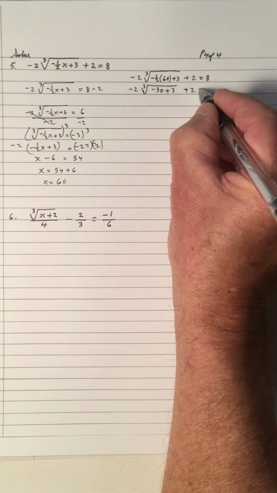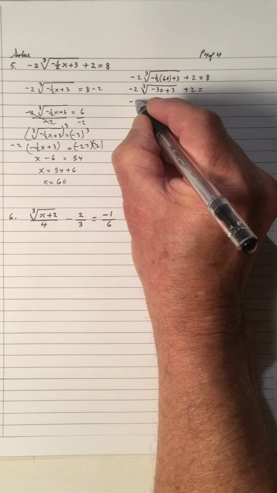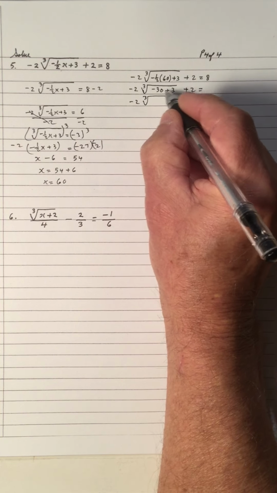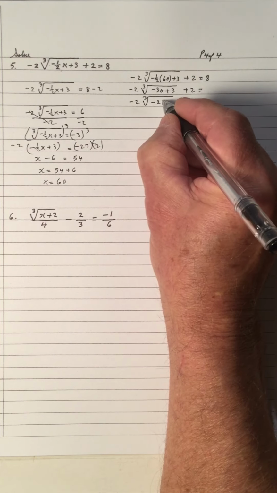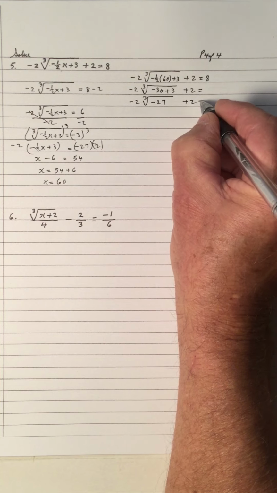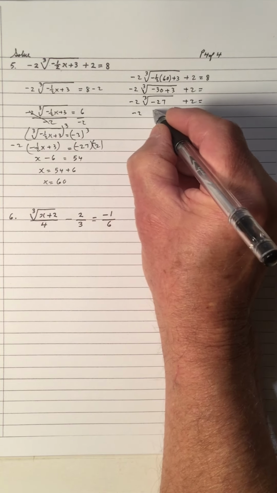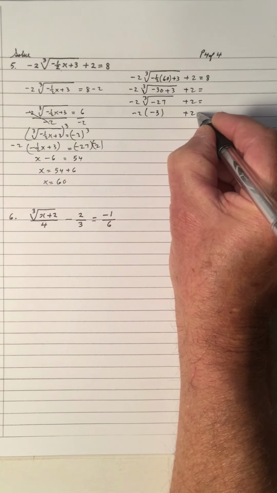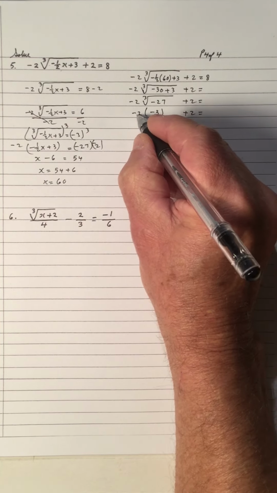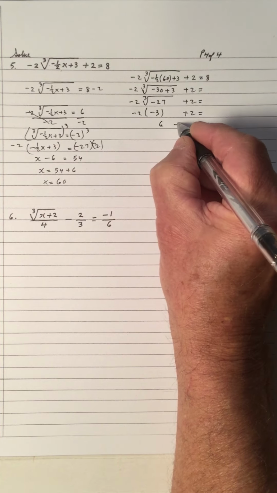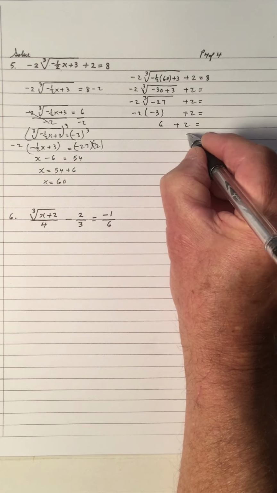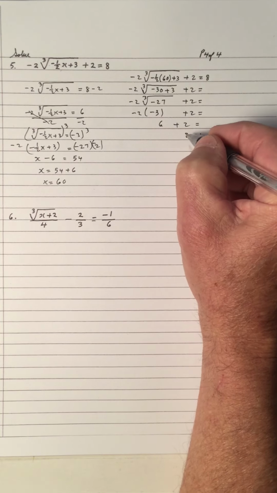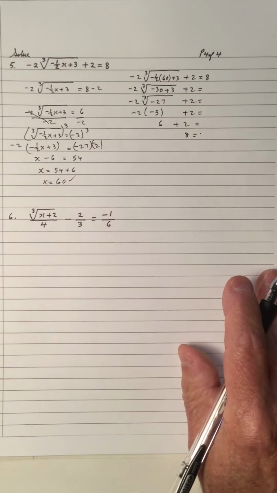So notice I'm doing one step at a time. And the cube root of negative 30 plus 3 is negative 27. And the cube root of negative 27 is negative 3. And negative 2 times negative 3 is 6 plus 2, 8 equals 8. 60 is the right answer.